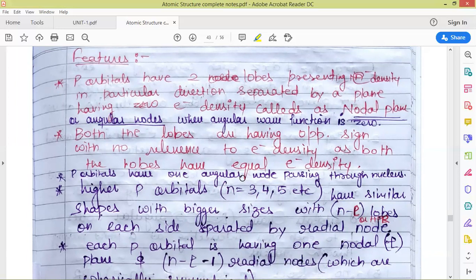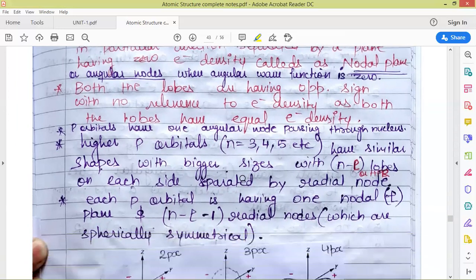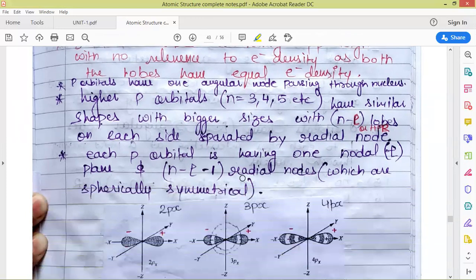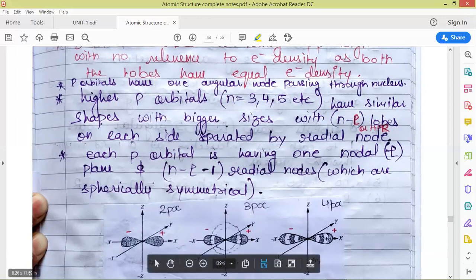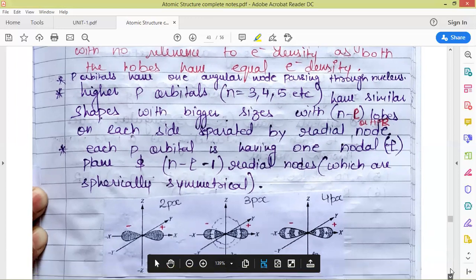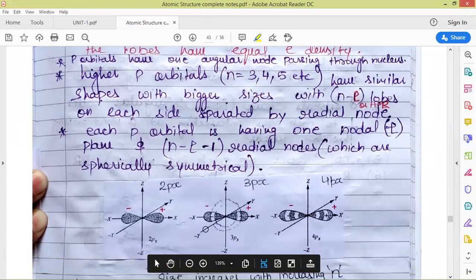p orbitals have one angular node passing through the nucleus, or we can say it is present in between the two lobes. Higher p orbitals, that is for n values of 3, 4, and 5 and so on, have similar shapes with bigger-sized lobes on each side, and with n minus l lobes. That means each lobe will be separated by a node, and these nodes are radial nodes, which are spherically symmetrical. One thing to be noted is that these radial nodes are always spherically symmetrical.